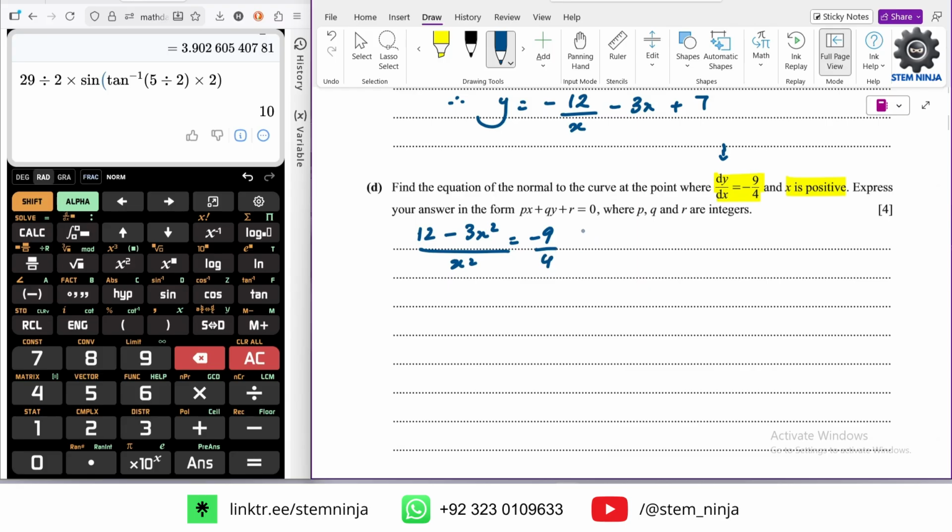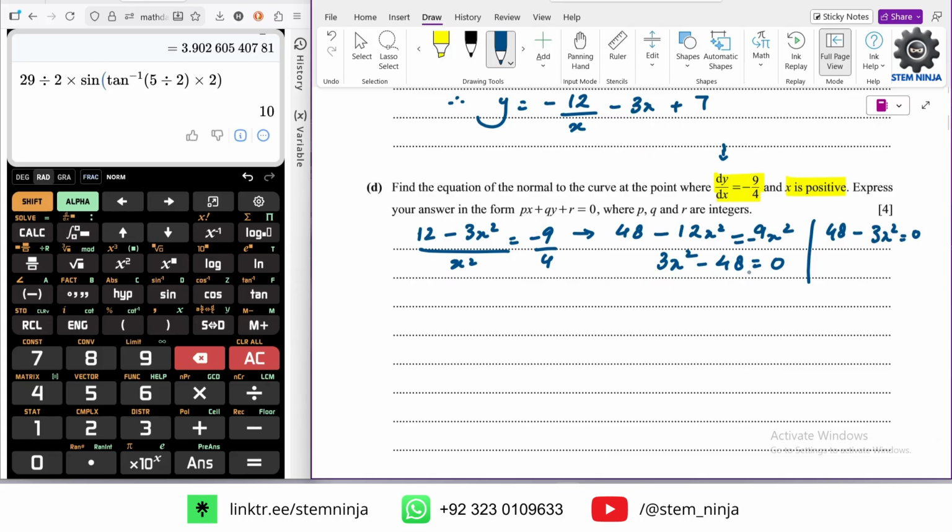Minus 9 over 4. This becomes 4 times 12, 48. 4 times 3, 12. Minus 9x squared. So this would become 12 minus 9, 3x squared equals 48. Or we could have simply done 48 minus 12 plus 9, also 3. This would have been the same thing.